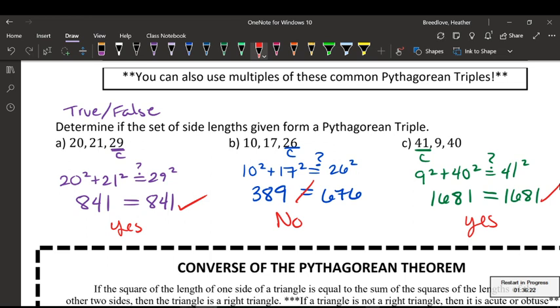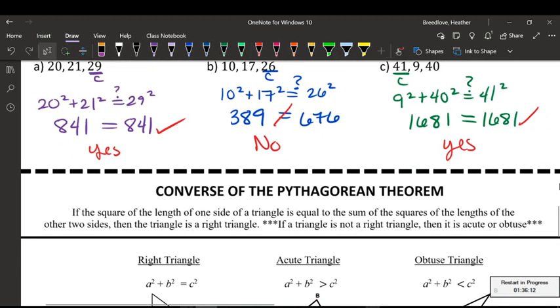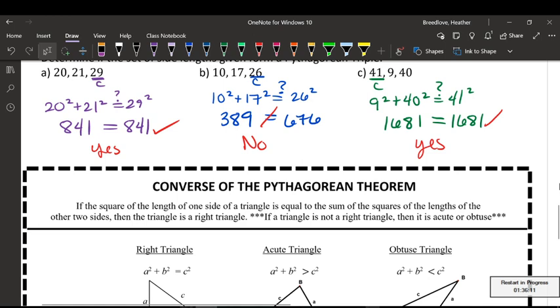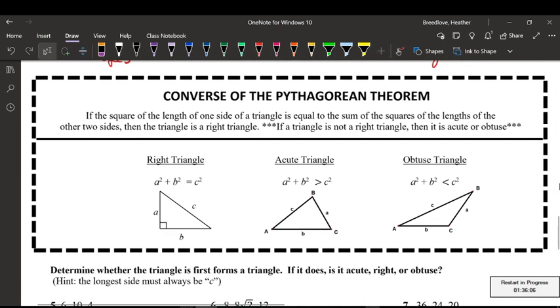So Pythagorean triples are three values that can form a right triangle. Every time I give you a theorem, I give you the converse of that theorem. So if you use the theorem to find a missing value, if you have the values, you can compare them. And if a triangle is not a right triangle, then it is either acute or obtuse.